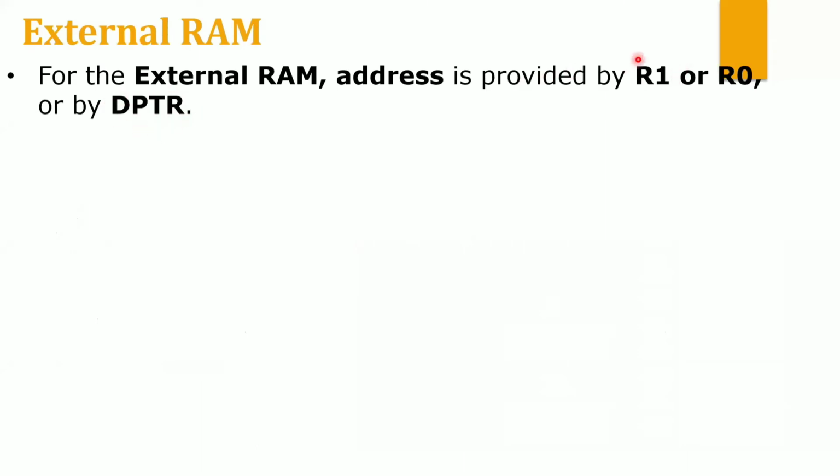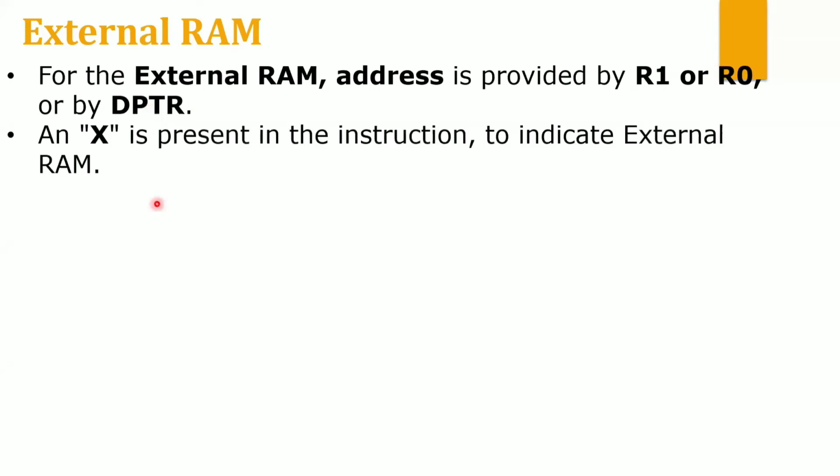Now again I have given one clue here. I can use R1 and R0 also. Sir, just now you told me that external RAM address is only 16-bit, but why are we using R1 and R0? Because they are 8-bit registers. But I will tell you later why we use R1 and R0 to access the external memory. First of all, concentrate on the DPTR. What is the size of the DPTR? 16-bit. I told you, DPTR means data pointer. Whenever you want to access data from the external memory, I will use this register DPTR.